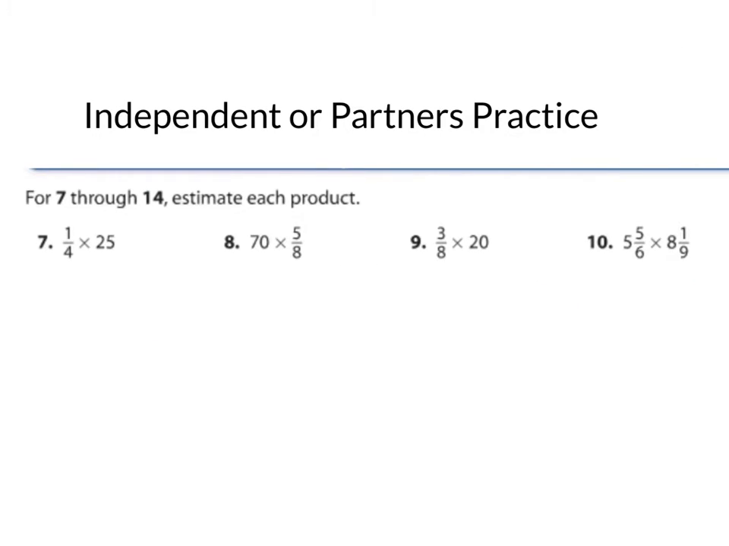Here's your independent or partners practice. The answer for number 7 is coming in 3, 2, 1. I estimated 25 to 24 as it can be divided by 4. When I simplify and divide both of those by 4, I get 1, 6. And so my answer when I multiply across would be 6.